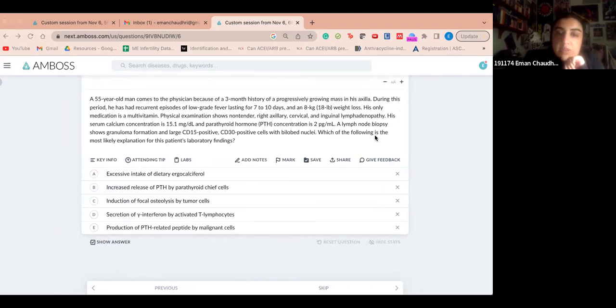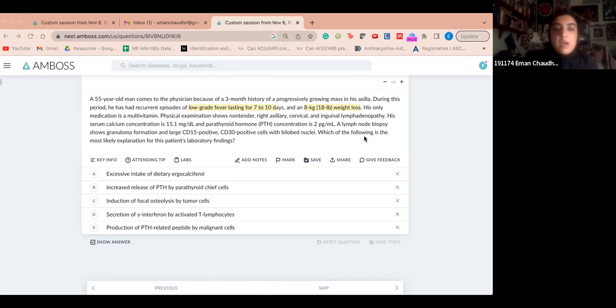A 55-year-old man comes to the physician because of a 3-month history of progressively growing mass in his axilla. During this period, he's had recurrent episodes of low-grade fever lasting for 7 to 10 days and an 8 kg weight loss. So there you go. Those are your constitutional symptoms. Okay, two out of 3 of them. His only medication is a multivitamin. Examination shows non-tender right axillary, cervical and inguinal lymphadenopathy. His serum calcium concentration is 15.1 milligrams per deciliter, and parathyroid hormone concentration is 2. Let's look. I'm going to show you guys the labs to see if that's normal or not.